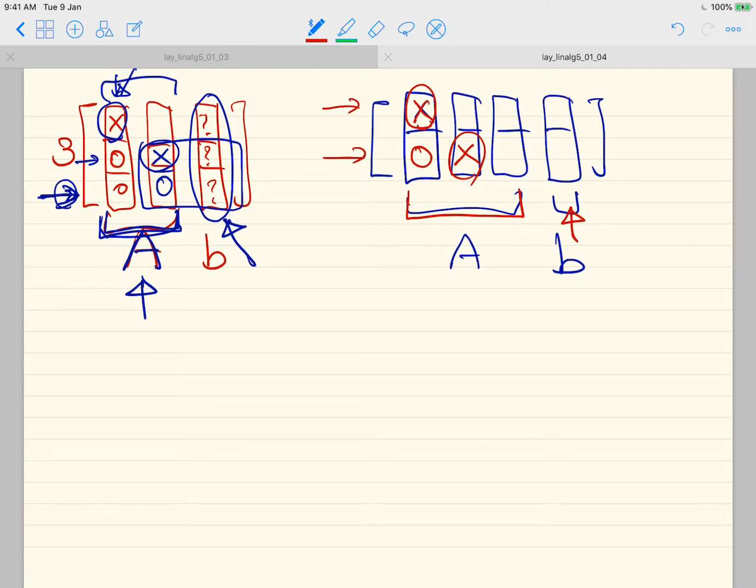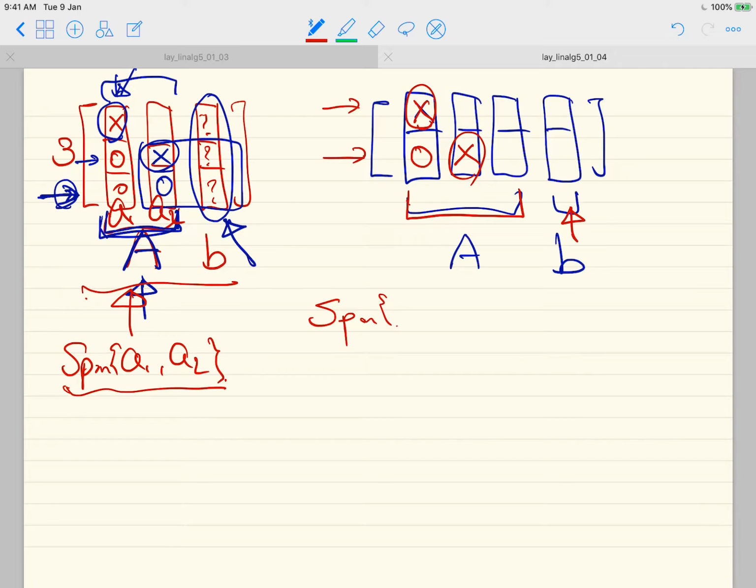Okay, and then let's think of this situation from the perspective of a span. Let's get back to the first example. So the span of A1 and A2, these column vectors. In order to satisfy this theorem, the span of these column vectors of A should be equal to R3, right?